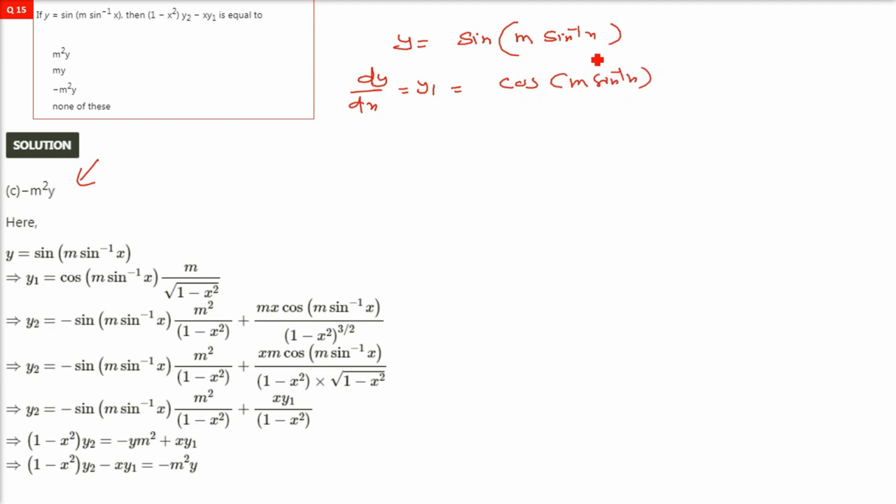Now differentiate m sin inverse x. So m is a constant. You can just write m. Sin inverse x is 1 by under root 1 minus x square. Alright. Now y2 differentiation will be done. That is, the first differentiation we have already completed.